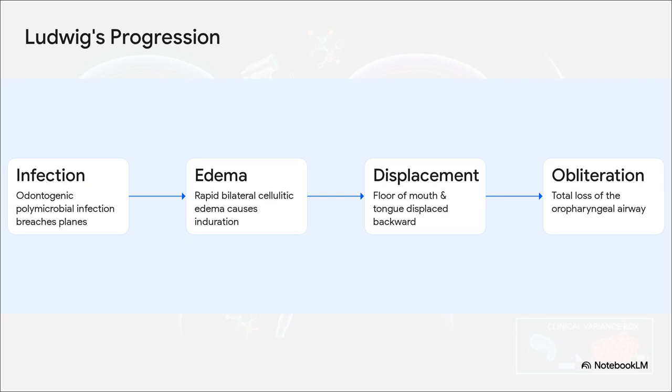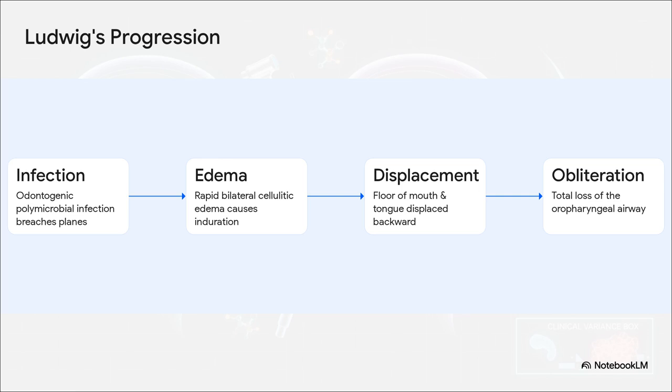Let's walk through exactly how this turns fatal. Step 1. That polymicrobial infection breaches the deep fascial planes. Step 2. It triggers rapid, bilateral cellulitic edema, creating massive, woody induration. Step 3. Because this swelling is trapped by tight fascial layers, it has nowhere to go but up and back. It acts literally like a physical jack, violently forcing the floor of the mouth and the tongue posterior and upward. Step 4. Total obliteration of the oropharyngeal airway.